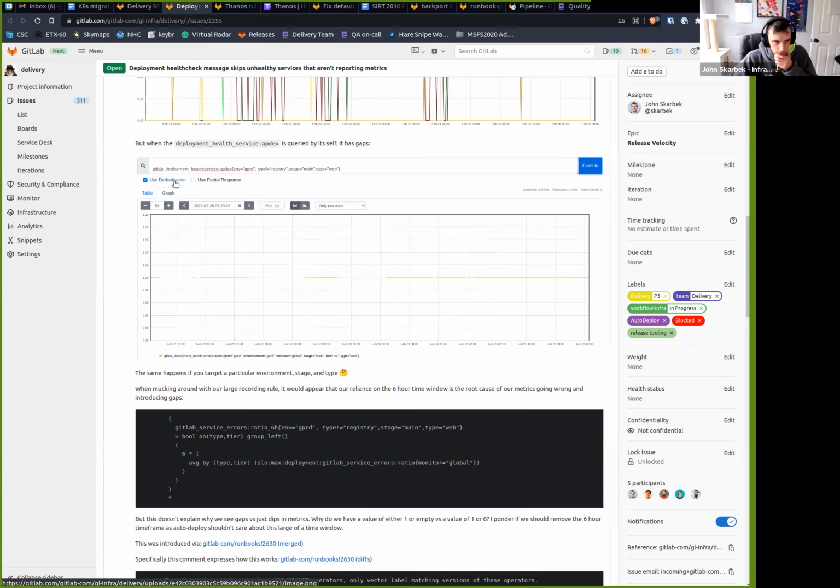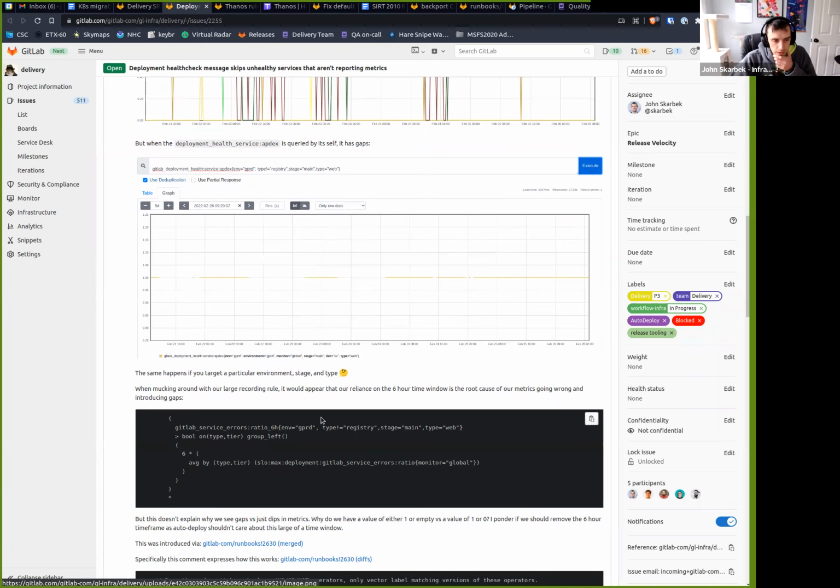This is the actual metric that we use. It's called GitLab Deployment Health Service. We've got one for AppDex and one for errors. We mash those two together, and if we get a value of 1, things are healthy. If we get a value of 0, things are not healthy.